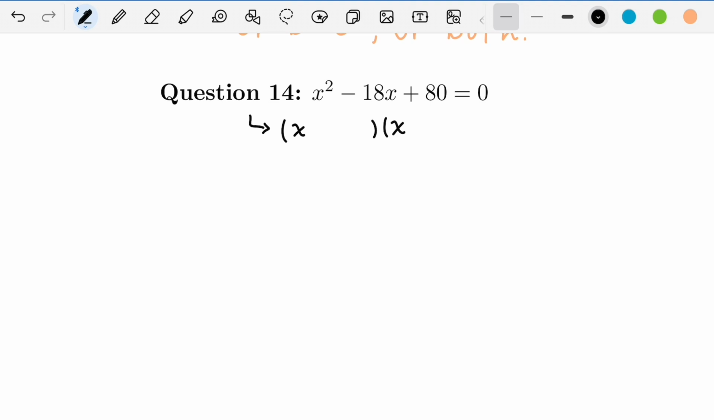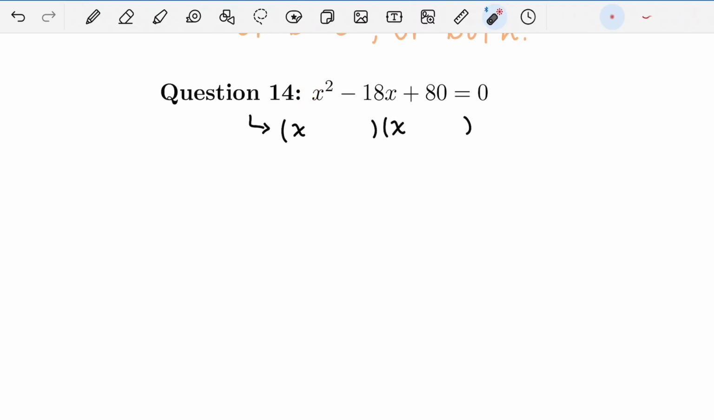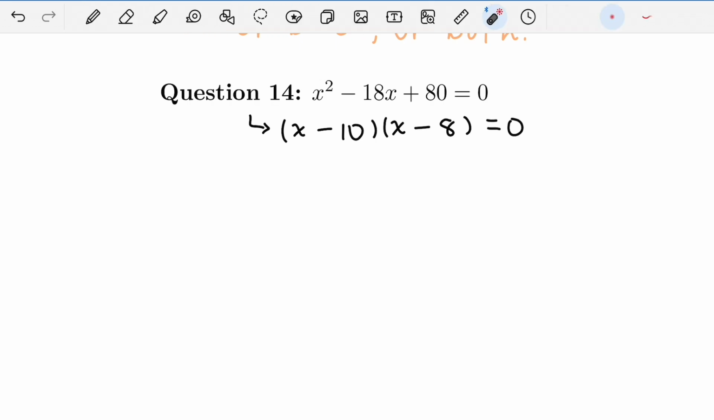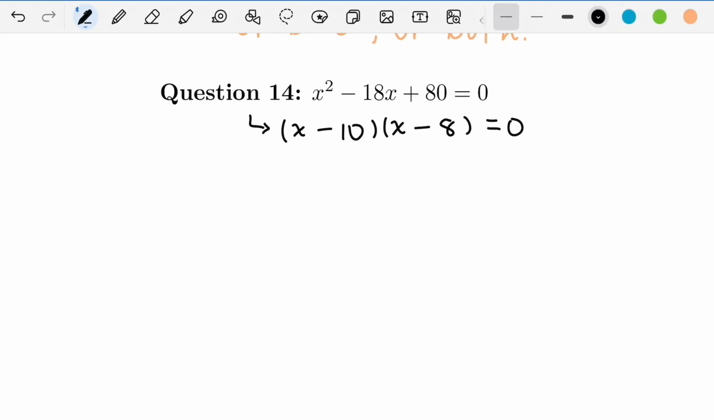The coefficient of our first term here is just 1, so we know we're going to end up with a factored form that looks like this here, where our first two terms in our binomials are just x. Now, these numbers here need to multiply to give us positive 80 and add to give us minus 18. So those two numbers would be minus 10 and minus 8. So when we factor this guy here, we end up with the product of these two binomials, and we know that this whole thing needs to be equal to 0. So from here, we can apply our zero factor property. Doing so, this would be considered A, and this would be considered B here.